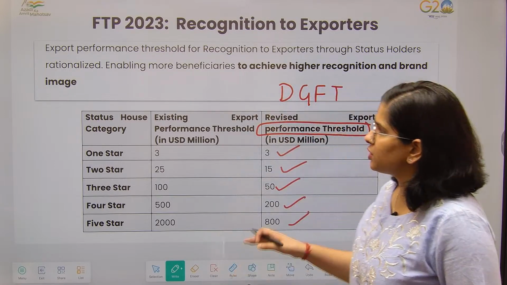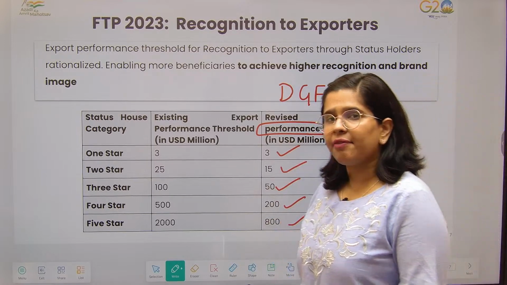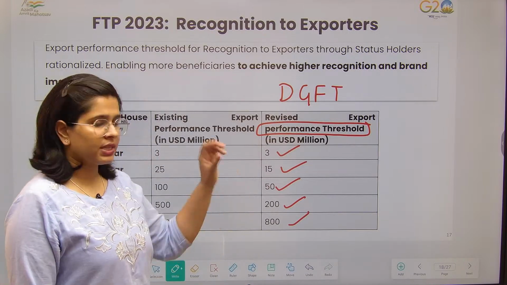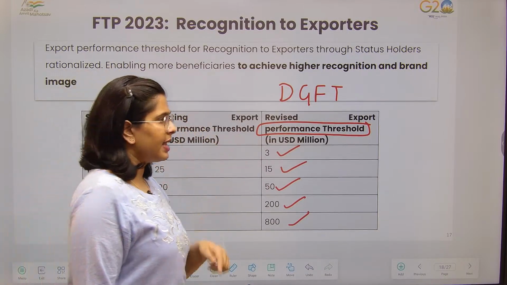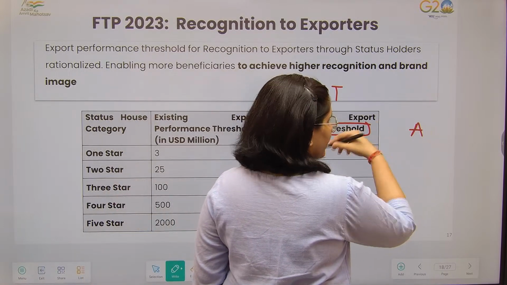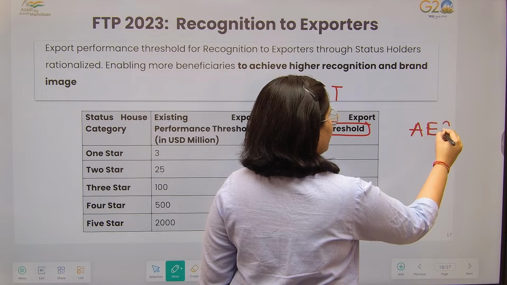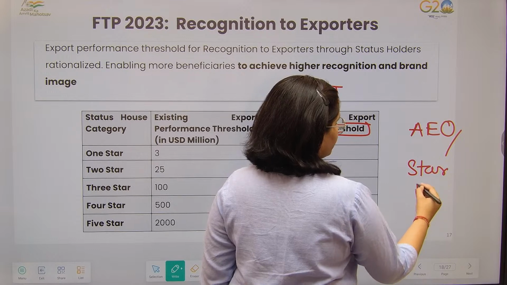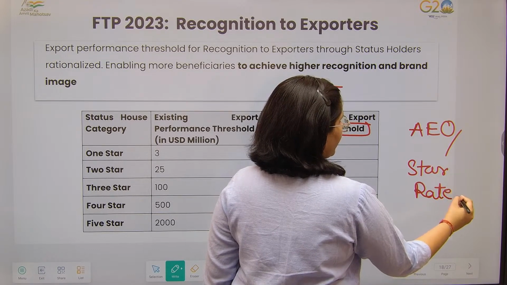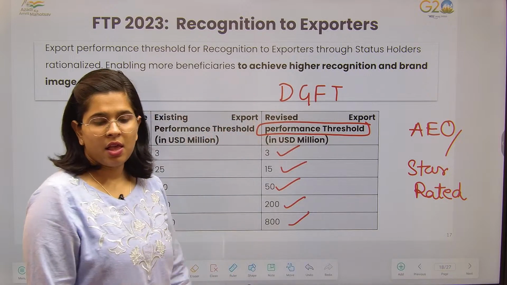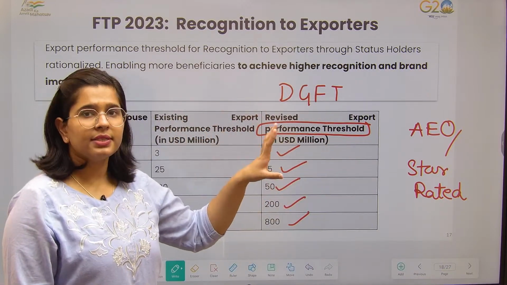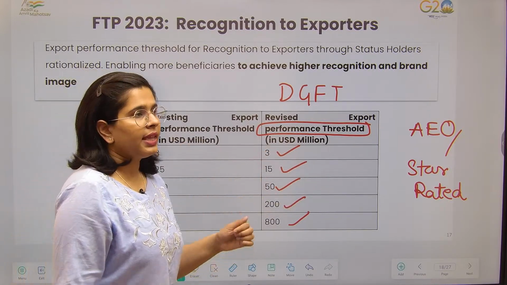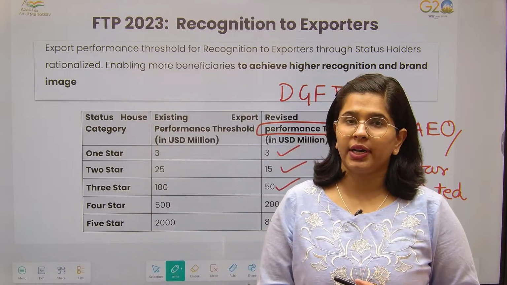Why? Because they are earning such a huge foreign exchange for the government, and the government wants to make things easier for them, right? What are the benefits we are going to discuss? See, there are two categories under this. One is AEO. This is not a category under this, this is a separate thing. AEO, and then there are star rated exporters. Fine. AEO is authorized economic operators, right? These operators and these star rated exporters get so many export related benefits.